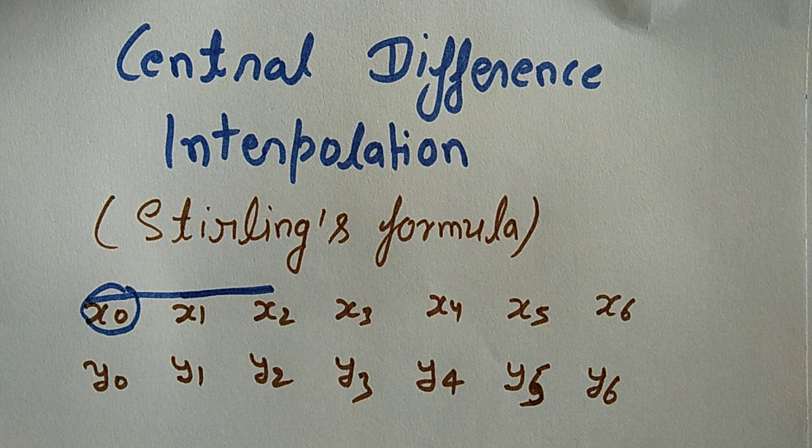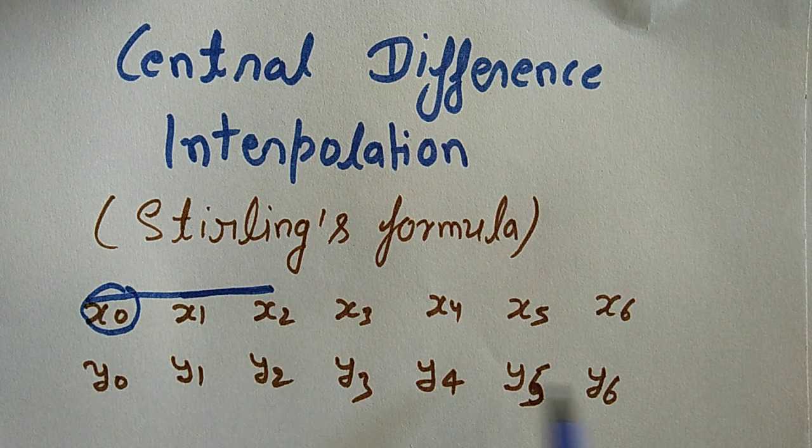Here I am going to present central difference interpolation, Stirling formula. We have the Newton forward formula, Newton backward formula, and this is the central difference interpolation formula we have. So we should know when to use the forward, when backward, and when the central difference formula.